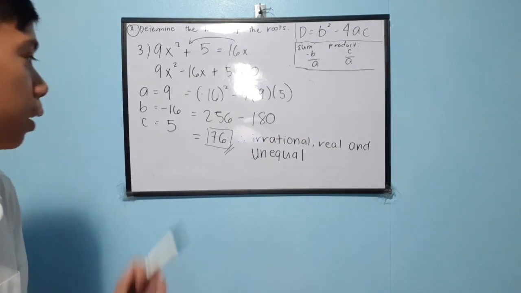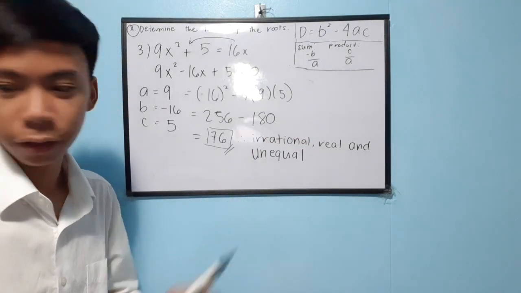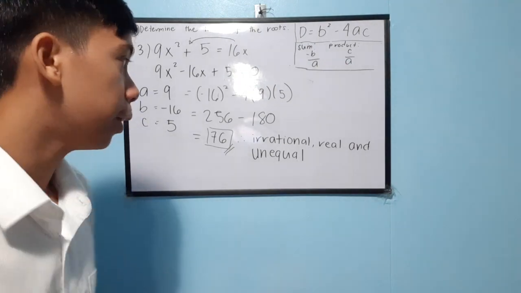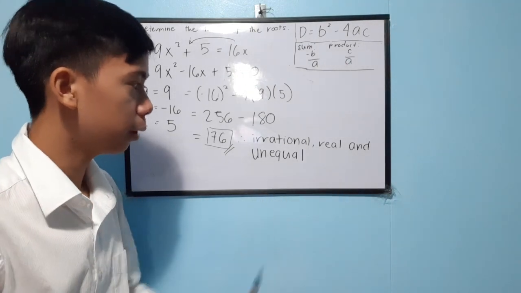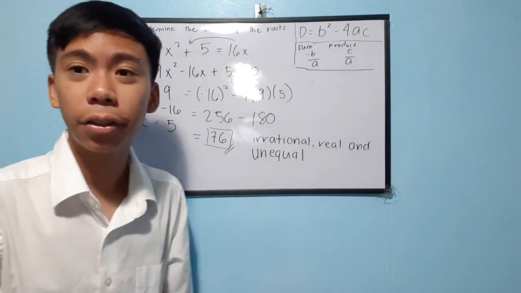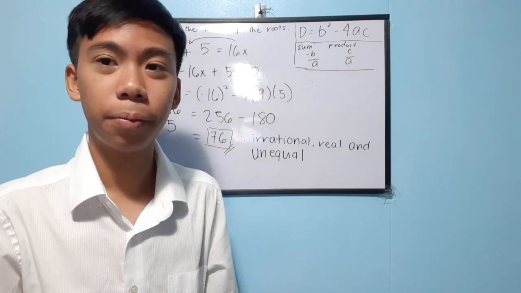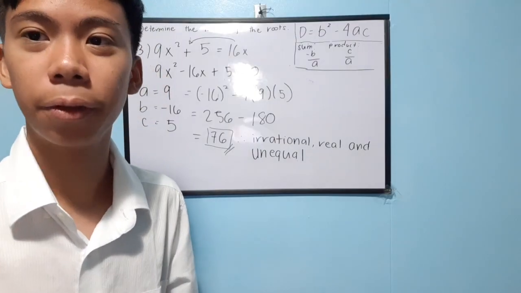So now, 76 is irrational again because it is not a perfect square, and real and unequal because it is greater than 0. Now let's find the sum and product of this example.